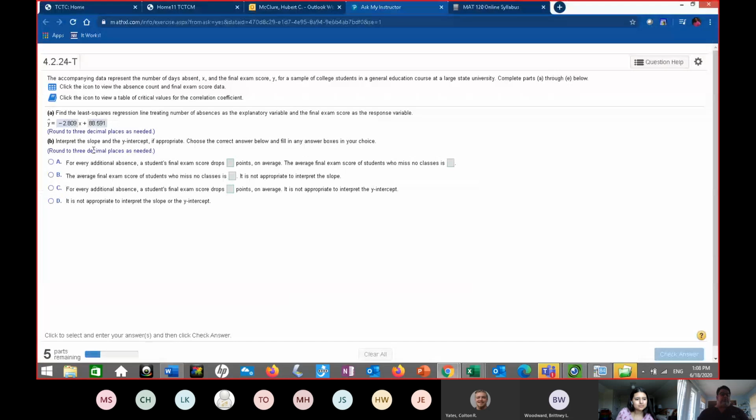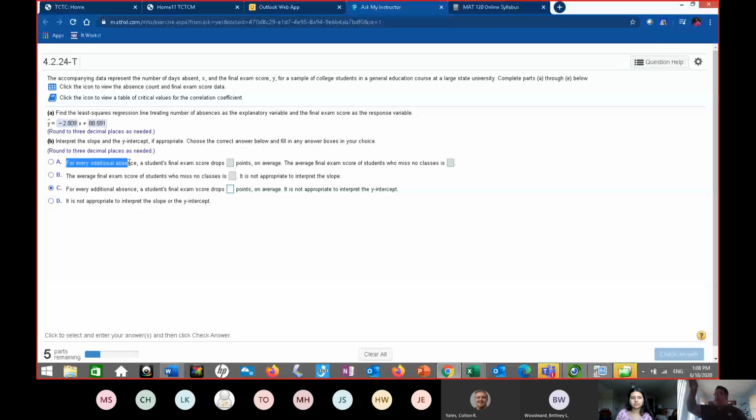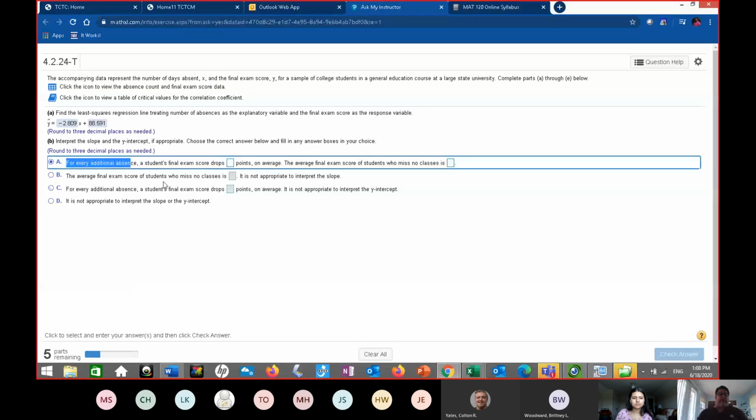What does this say? Interpret the slope and y-intercept. Well, absence, a student's final exam drops, blah, blah, blah. The average final exam score drops for every additional absence. For every additional absence, that's where the slope's going to take effect, okay? Because that's what it is. For every additional absence, it's either going to go up or it's going to go down. In this case, we got what kind of a slope? Negative. It's going to drop.